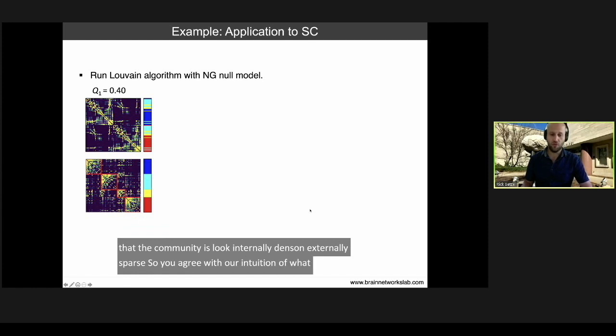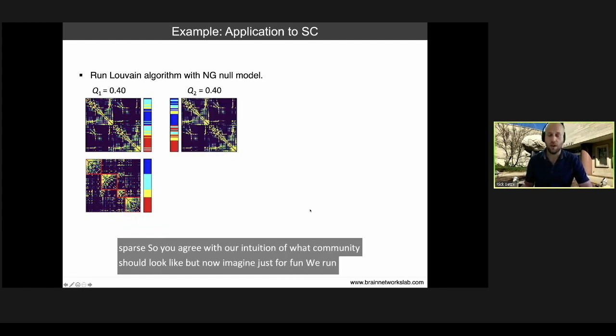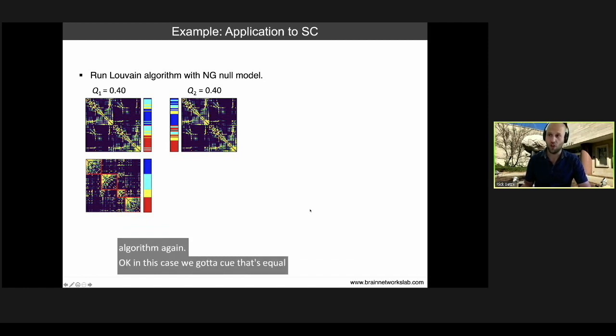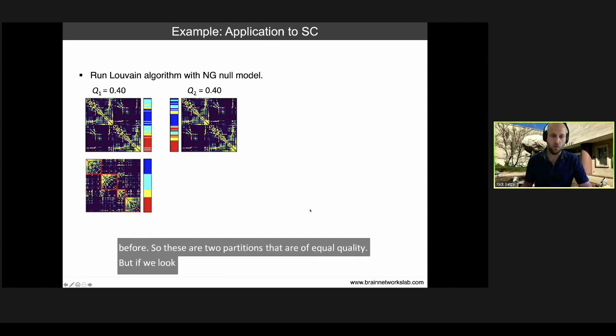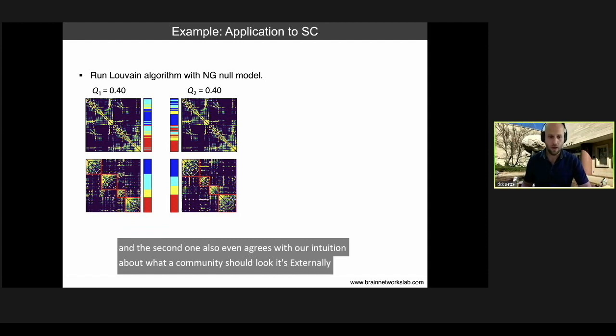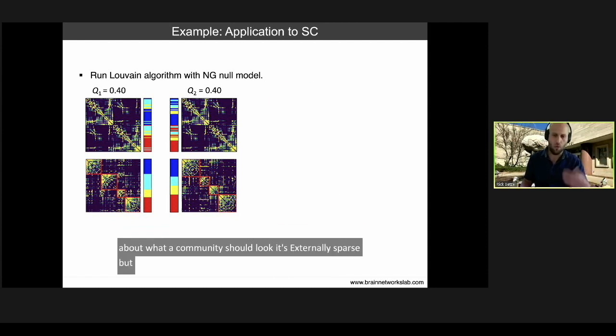But now imagine, just for fun, we run the algorithm again. Okay, well, in this case, we get a Q that's equal to the Q before. So these are two partitions that are of equal quality. But the community labels for the second run and the first differ. They're not the same. And the second one also even agrees with our intuition about what a community should look like. It's externally sparse, but internally dense. So how do we resolve this, or why is that?